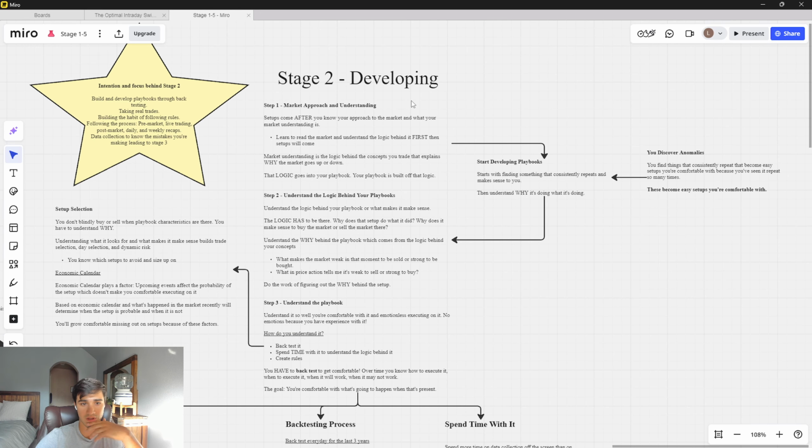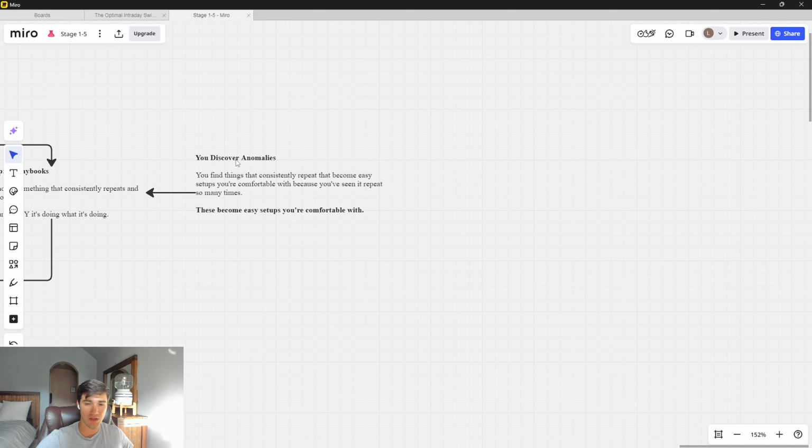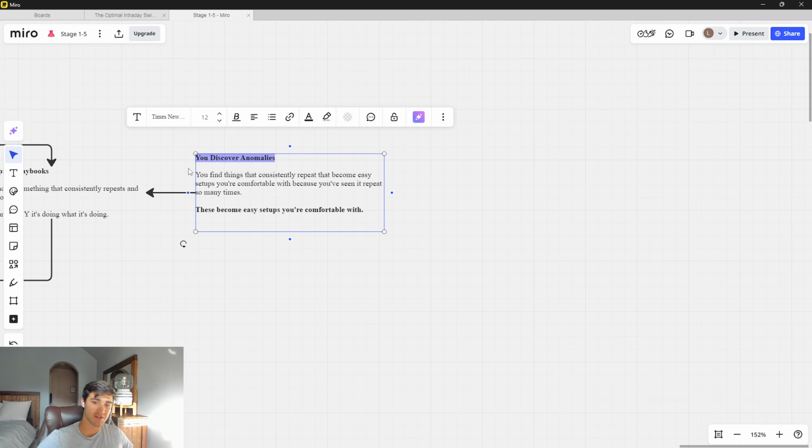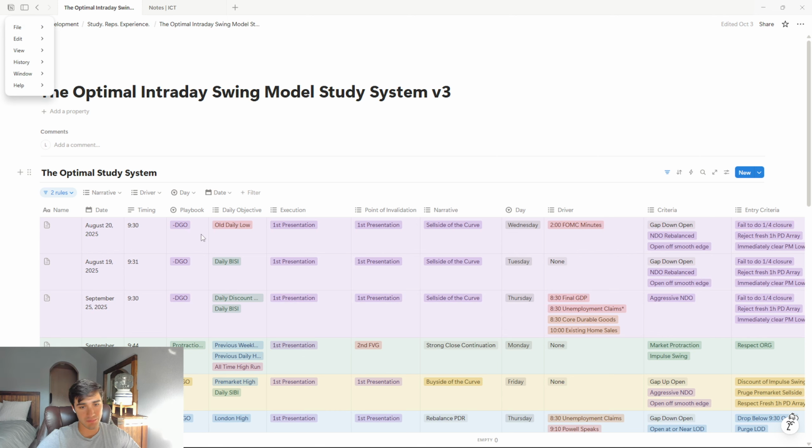So stage 2, like I said, first is going to be market approach and understanding. It's simply the logic behind the concepts that you trade, the reason why you think the market goes up or why it goes down. And that is what you're going to use to start developing your playbooks, because eventually you're going to discover anomalies. Anomalies meaning things that consistently repeat that become easy setups you're comfortable with because you've seen it repeat so many times. And I'll give you a brief overview of what I mean by that.